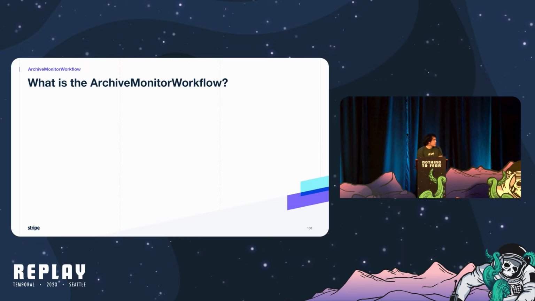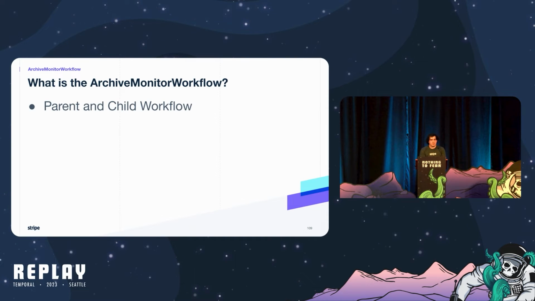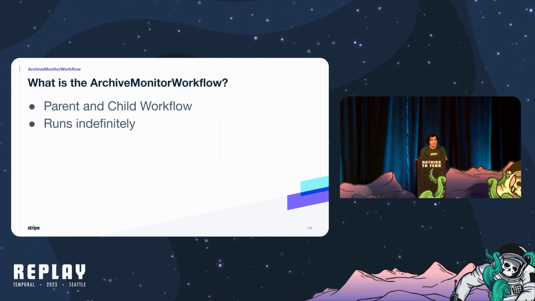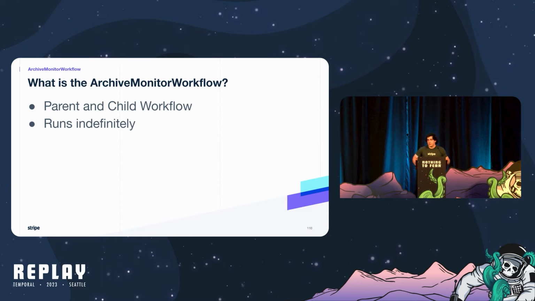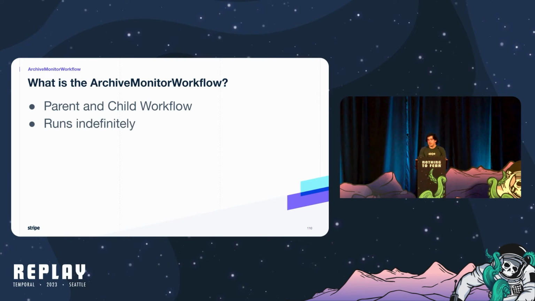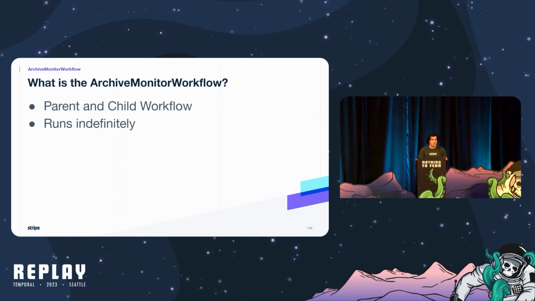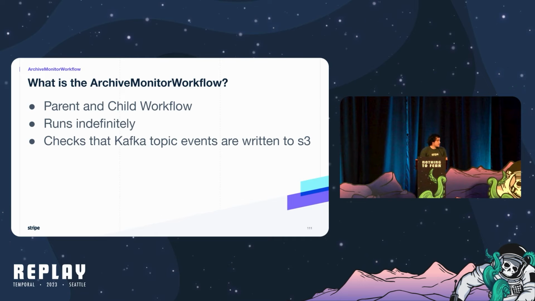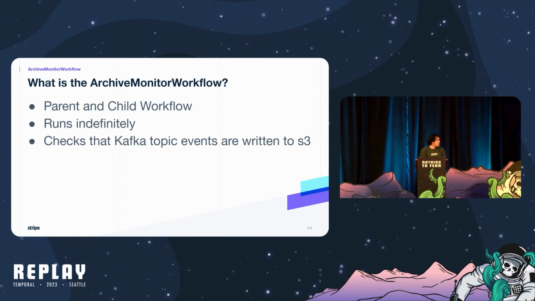So this is a workflow that's comprised of both a parent and a child workflow. Like I said, it runs indefinitely. Pretty much you will just go into a box in one of our four regions, execute the workflow, and it will run until, hopefully forever, but until there's an issue. And this thing will check to make sure that the topic events are written to S3.